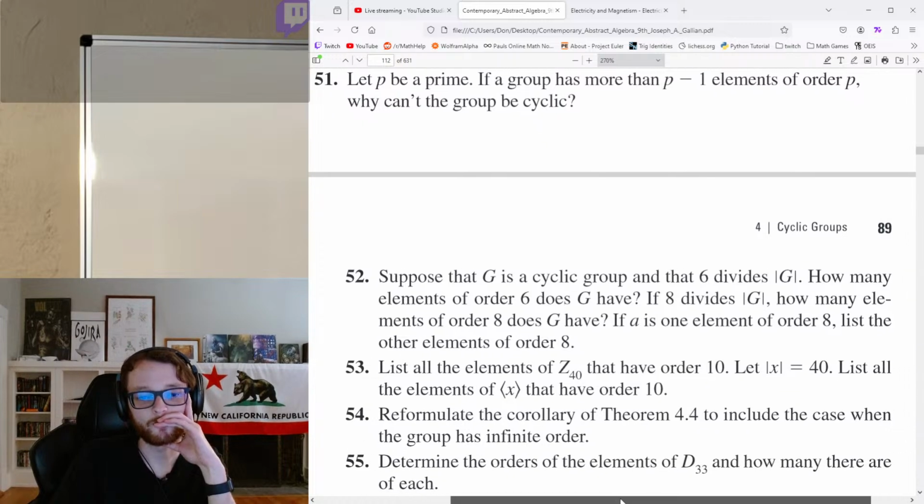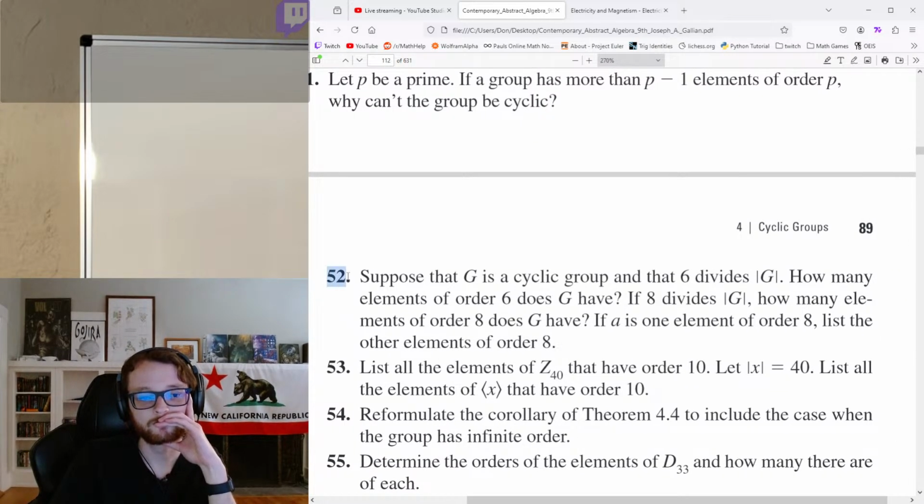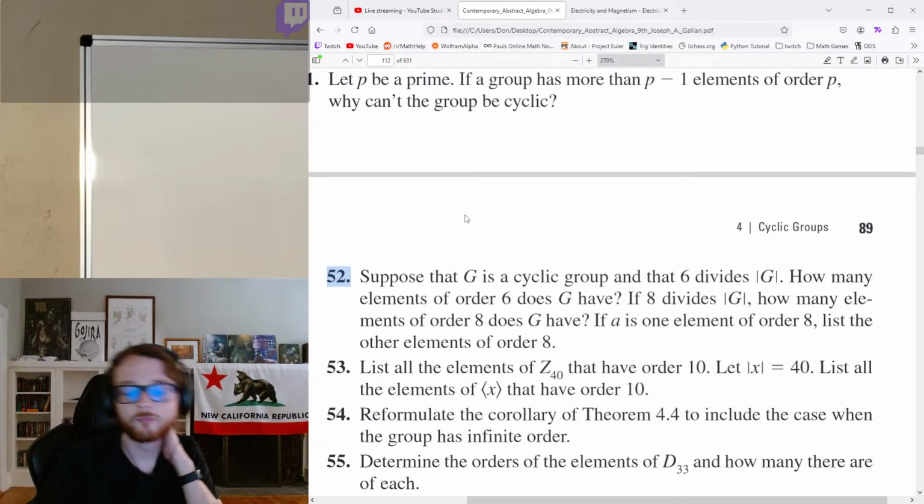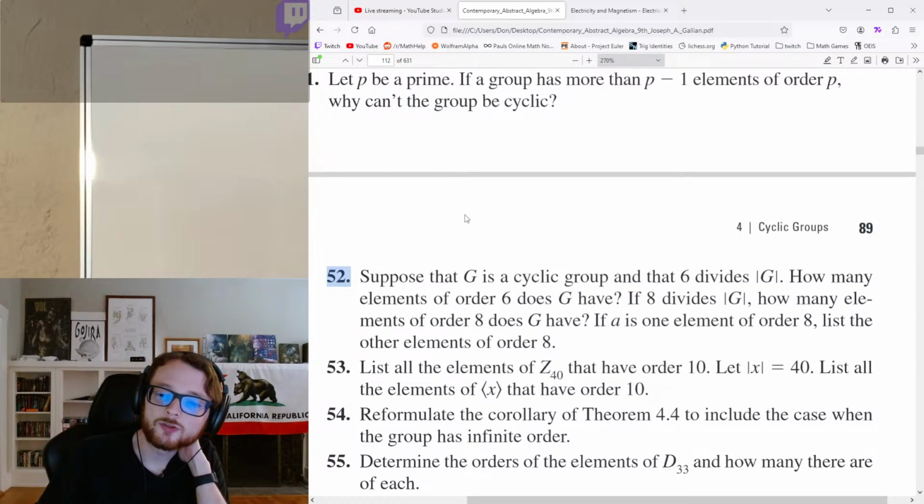So it's 51 through 53, so let's look at 52. Suppose G is a cyclic group and that 6 divides the order of G.